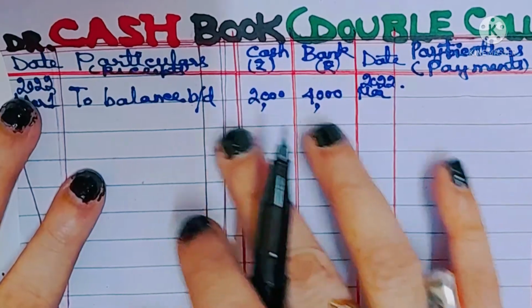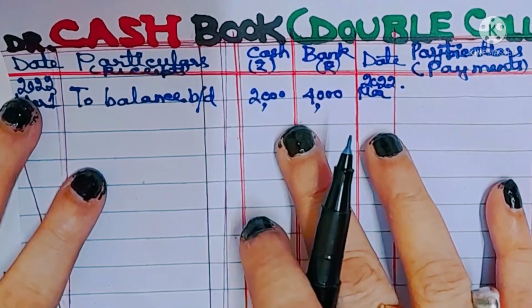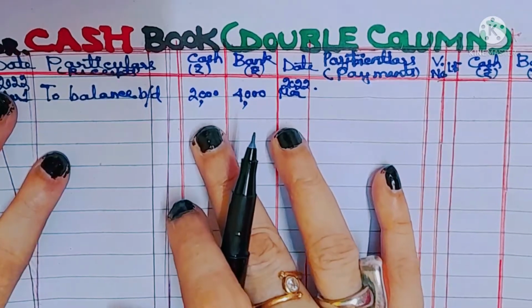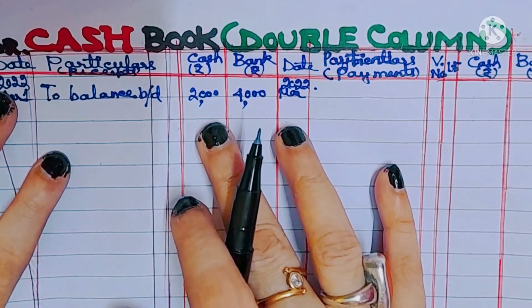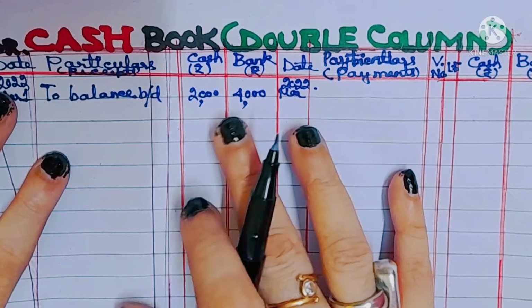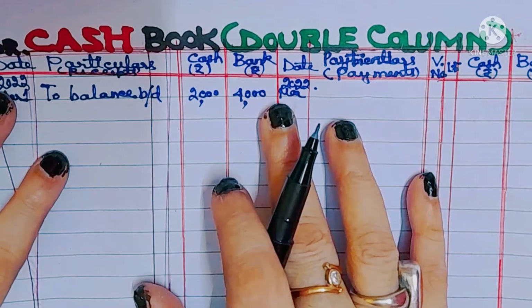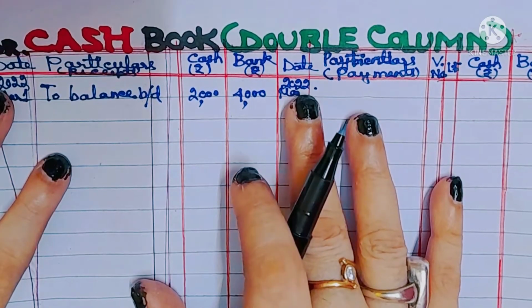There will be no journal entry for opening balance of cash in hand and no journal entry for opening balance of cash at bank. Okay, so the question of narration does not arise. So let's see the next transaction.